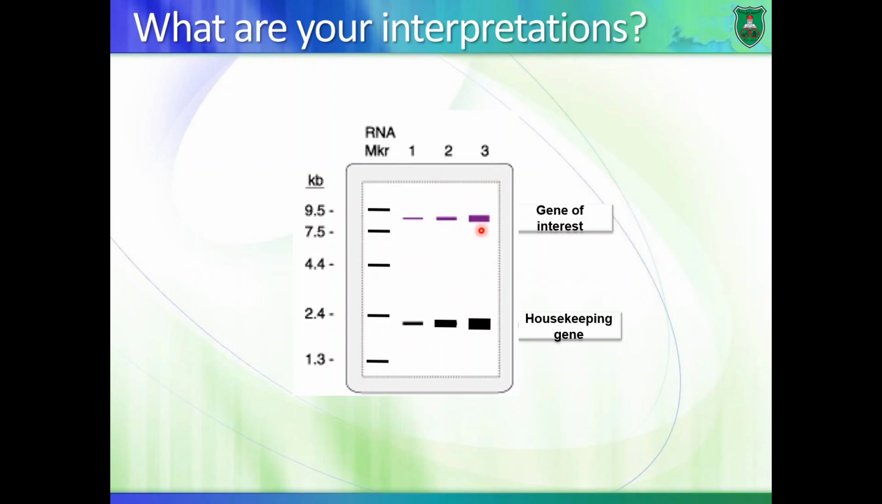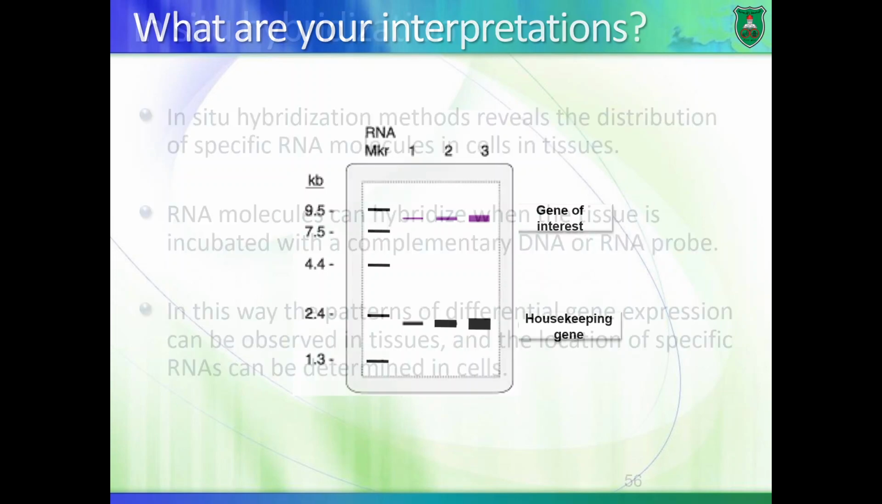So I'm using more total RNA for sample 3 than sample 2, and sample 2 than sample 1. Okay, and so the increase that I see in here is really an artifact. It's not real. So that's the idea of a housekeeping gene. Keep that in mind. Okay, so this is northern blotting.